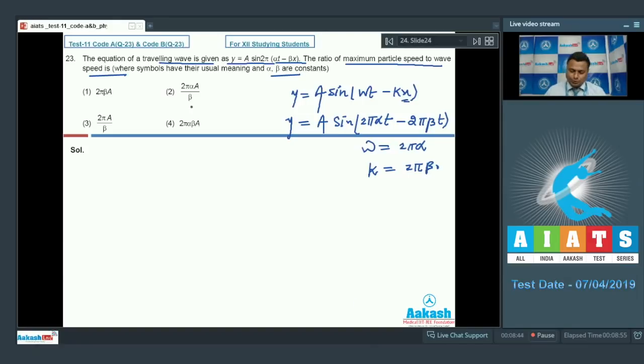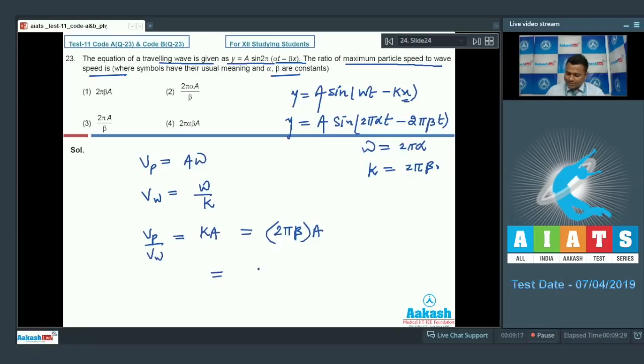Now let us come to the question. Ratio of maximum particle speed. Maximum particle speed is given by a omega and wave speed is given by omega upon k. Taking the ratio, we get Vp upon Vw, that is a omega upon omega by k, where omega cancels out, giving k into a. Therefore the ratio is k, that is 2 pi beta, times the amplitude capital A.